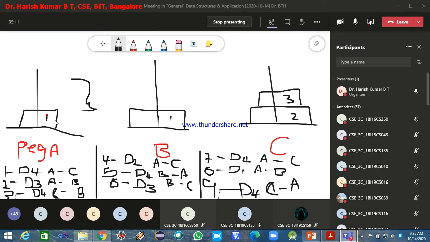Smaller one it is. To A. Next. Sir, D3 from C to B. So C to B. I'll not write the moves now. 3 here. Okay, I'll erase from here. Next. What next?